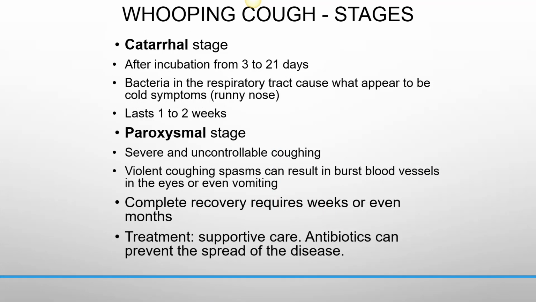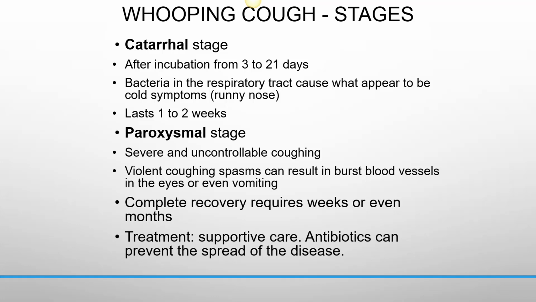So the various stages, you start off with the catarrhal stage. And the catarrhal stage happens from 3 to 21 days after you've been exposed. So there's an incubation period of 3 to 21 days where you're asymptomatic. Then the bacteria in the respiratory tract cause what appear to be cold-like symptoms. So looks like you got the common cold. And that lasts 1 to 2 weeks. During that time period, this bacterium is producing a toxin which is damaging the cilia.